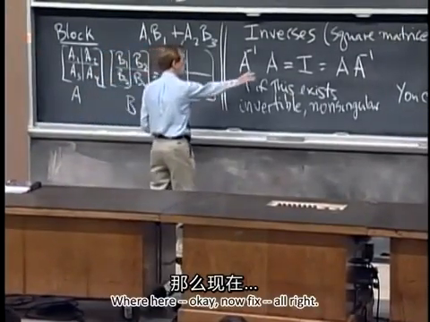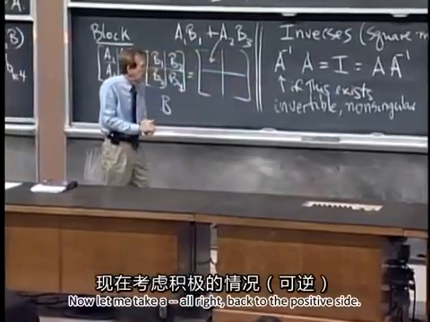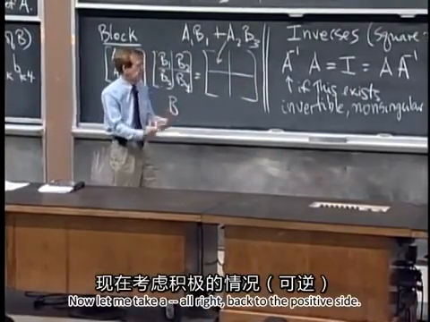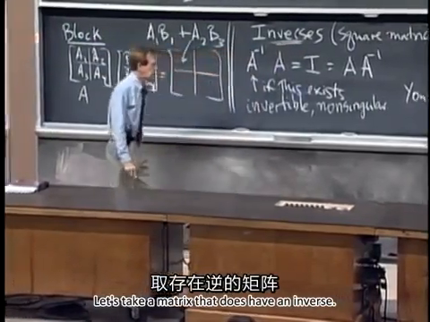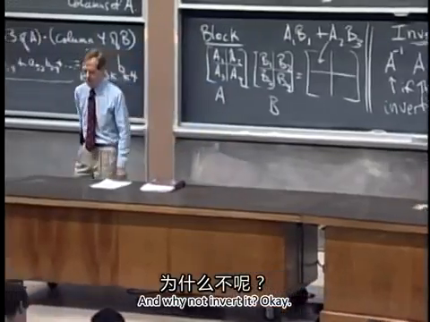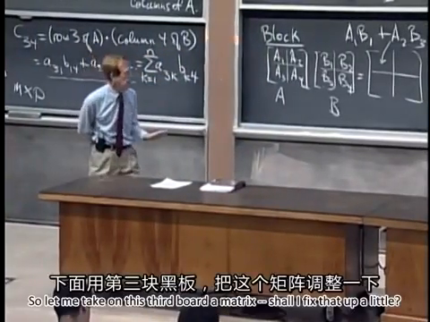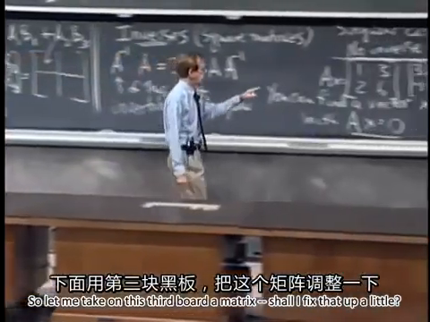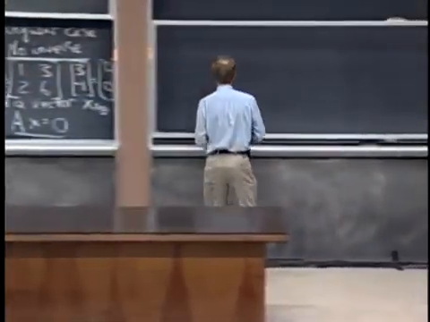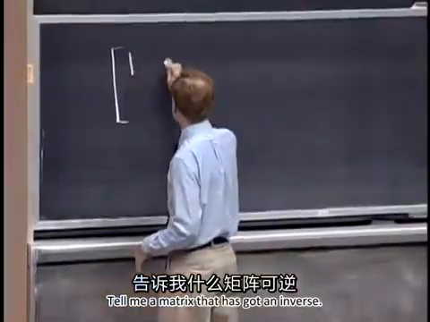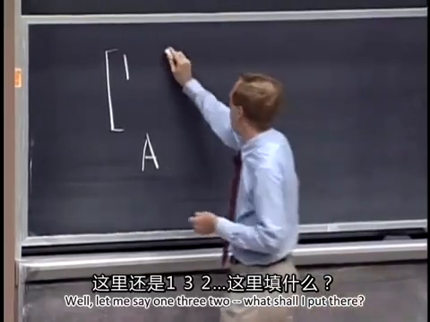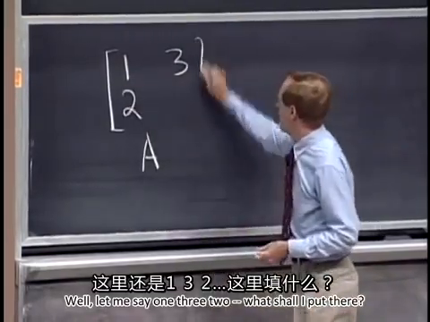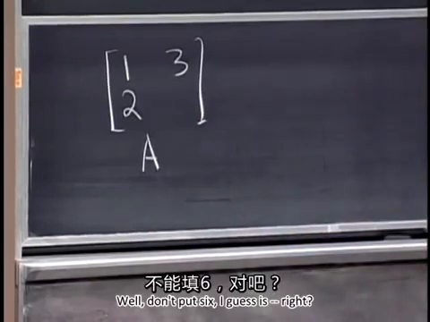Now, back to the positive side. Let's take a matrix that does have an inverse. And why not invert it? So let me take, on this third board, a matrix. Tell me a matrix that has got an inverse. Well, let me say 1, 3, 2. What shall I put there? Well, don't put 6, I guess.